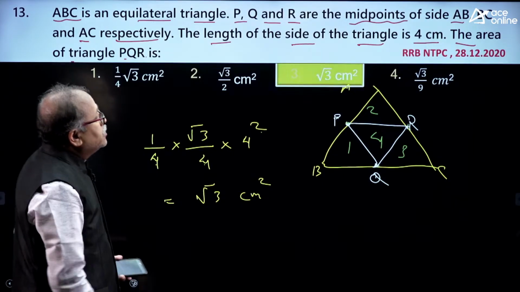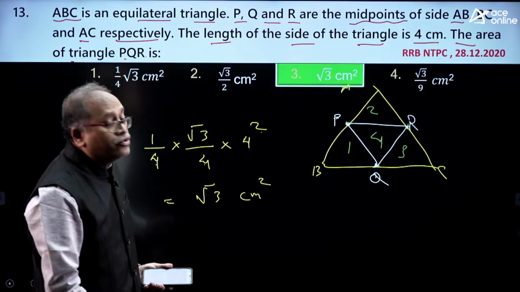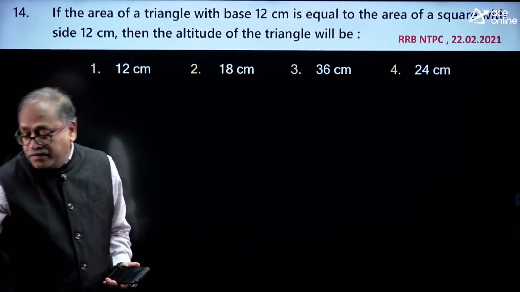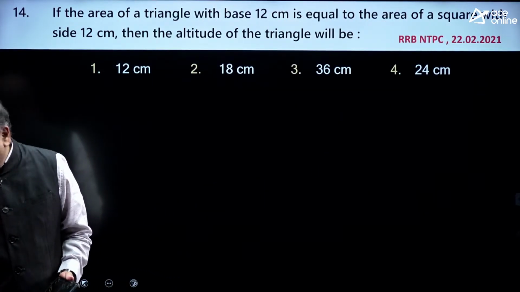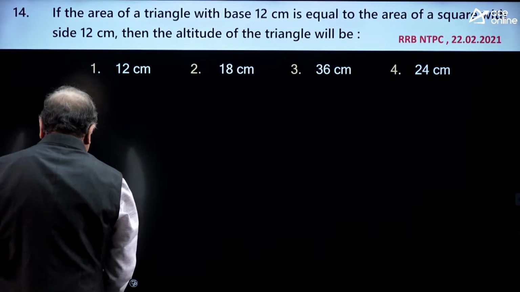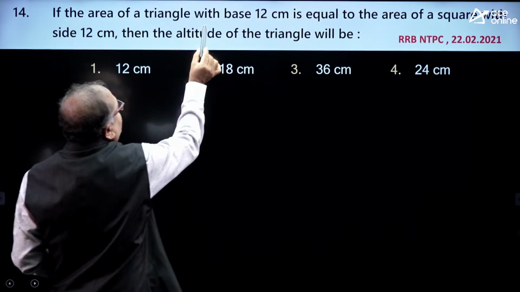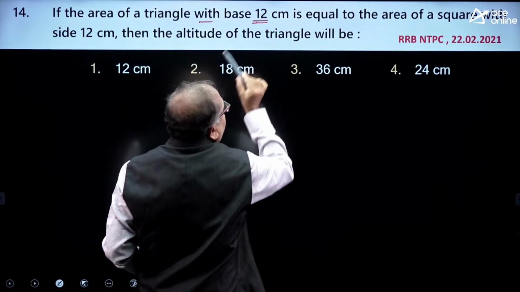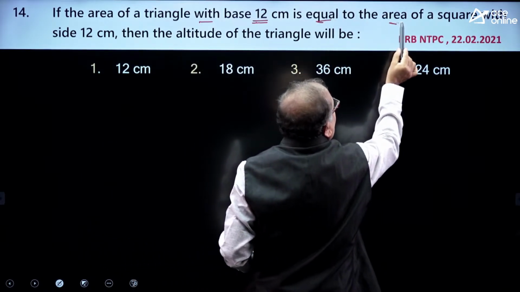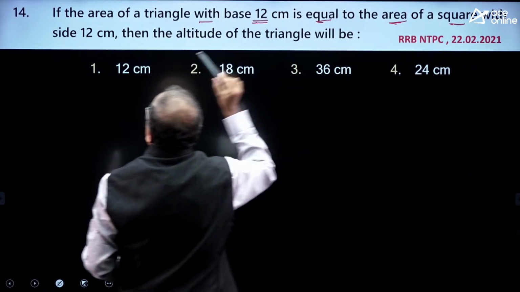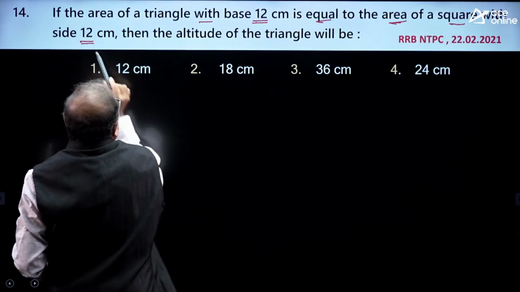Okay, time is up. Fine. So, root 3. The next one, come on. Let us answer the next question here. If the area of a triangle with a base 12 centimeter is equal to the area of the square with base side 12 centimeter.